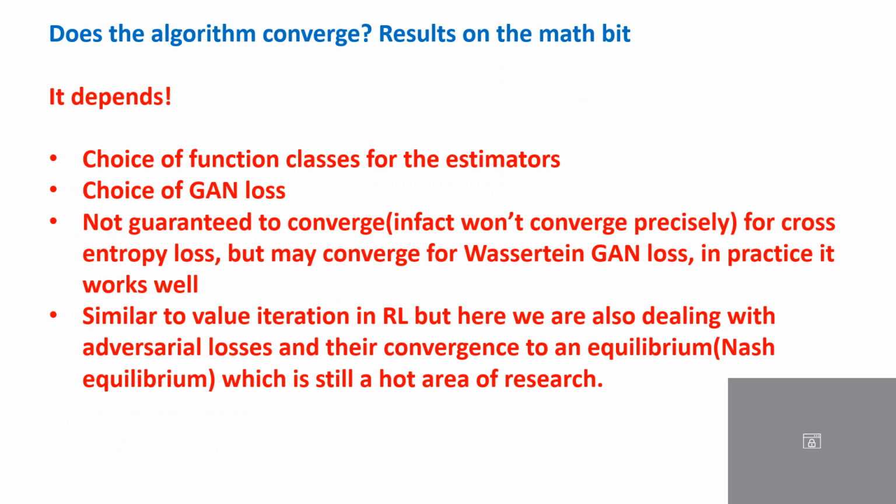Finally, will this algorithm converge? That depends. It depends on the function classes that we use for the estimators, especially the encoder and the decoder. Ideally, you don't want to use a neural network there, although I have used a neural network here. You want to use just a transformation network that does not encode any additional information.